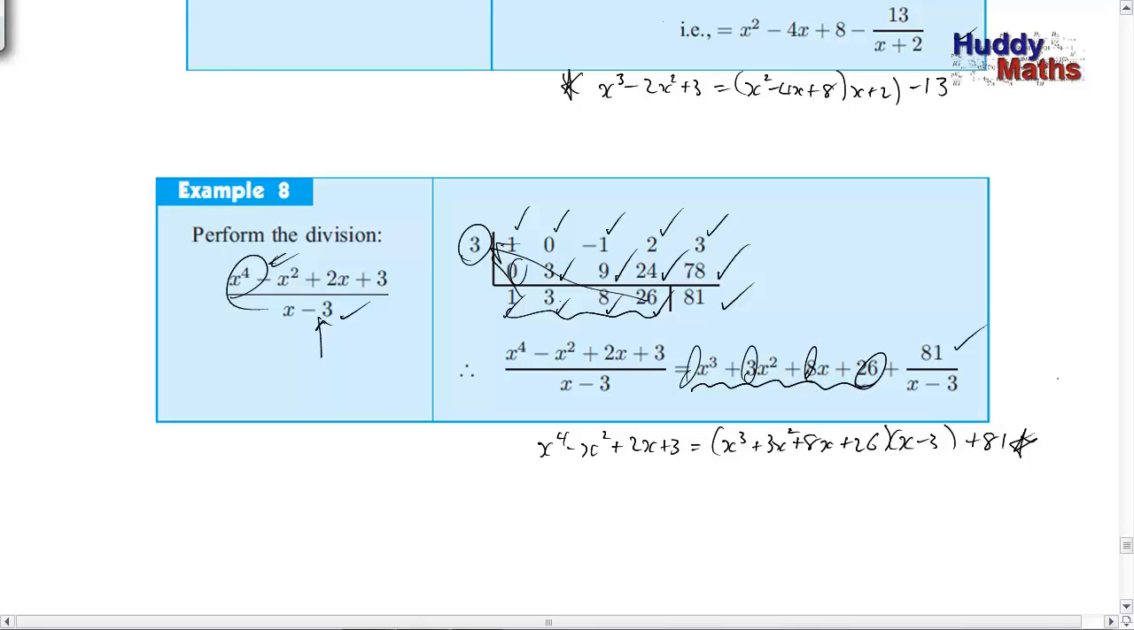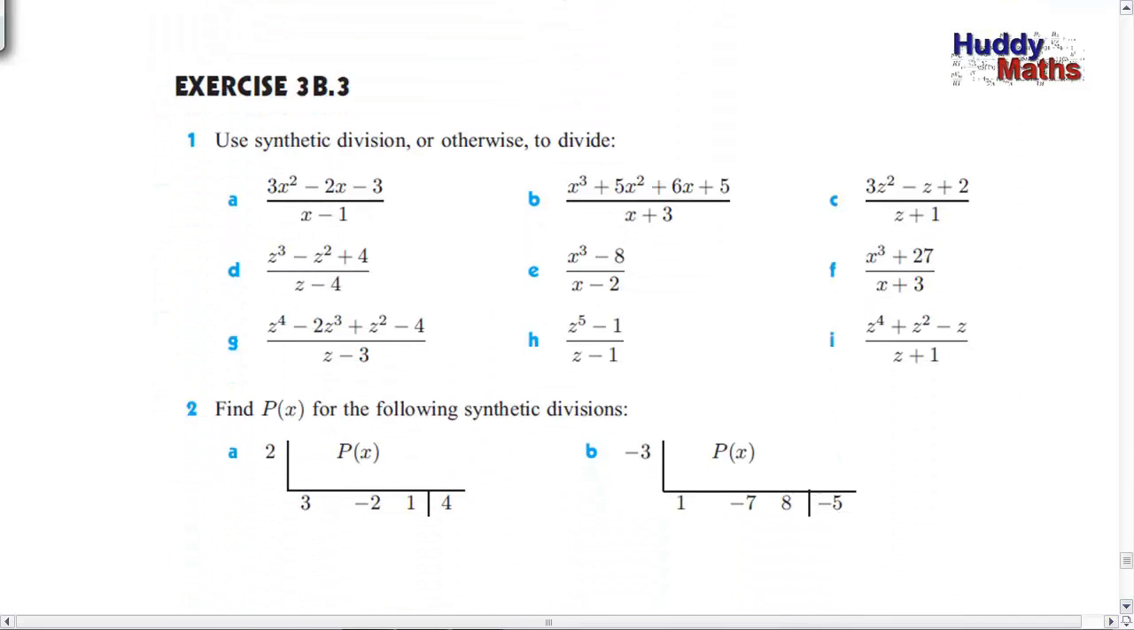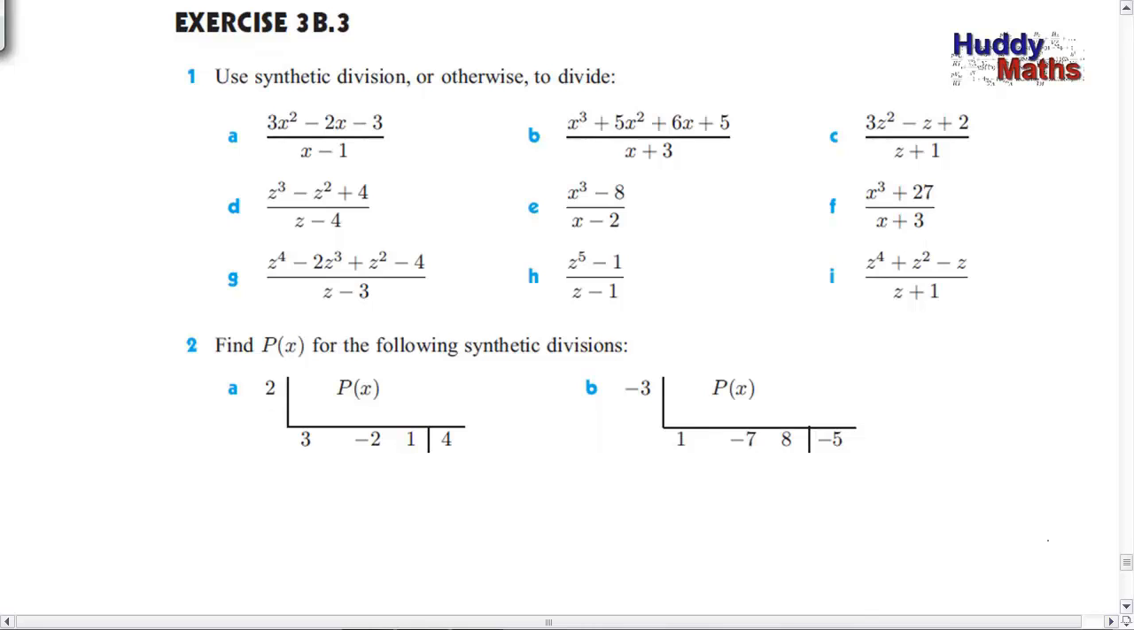So you want to have a go at some of those. It is optional, you're not required to do this in this particular course, but you might be interested in a quickie way of dividing by, remember, it's got to be x take k or x plus k. You can't have numbers in front here in this synthetic or contracted division. You're contracting it down into a smaller format.